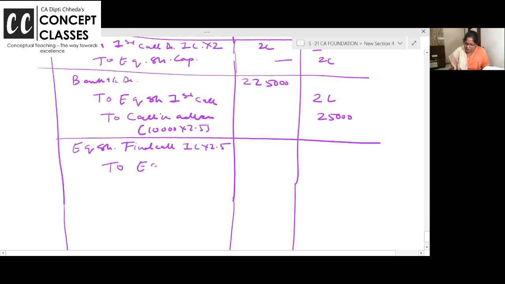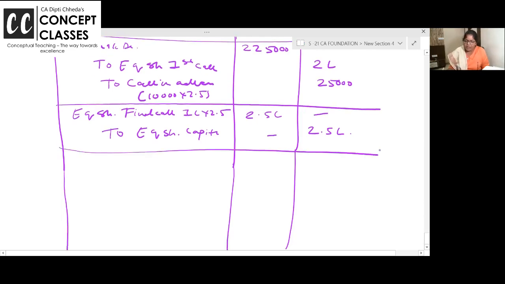To equity share capital. 2.5 lakh, 2.5 lakh. Final call due. Now in the final call, one shareholder did not pay. So less money will come into the bank account.